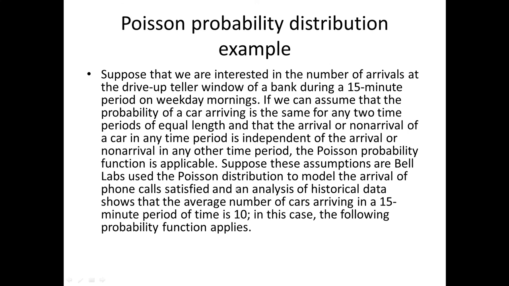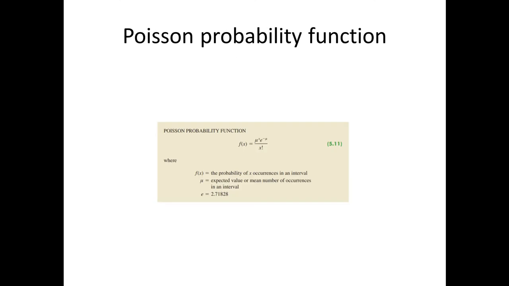If we make this assumption, then at Bell Labs, for instance, we are trying to model the probability of cars arriving within a 15-minute period. Our historical analysis shows that the average number of cars arriving in a 15-minute period is 10. Then we can apply the Poisson probability distribution.